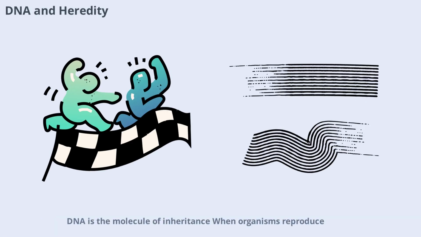DNA is the molecule of inheritance. When organisms reproduce, they pass copies of their DNA to their offspring. This transfer of genetic information ensures that traits are inherited from one generation to the next. The combination of DNA from both parents creates genetic variation, which is the foundation of diversity within a species. Heredity is how life's instructions are handed down through time.